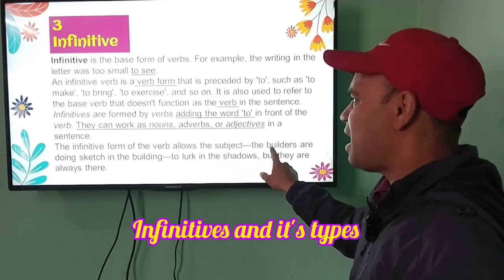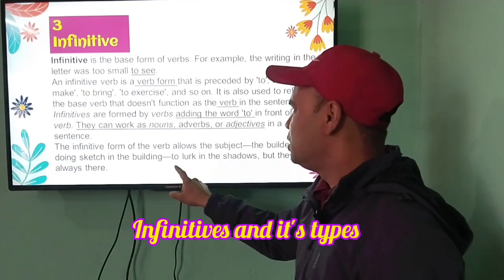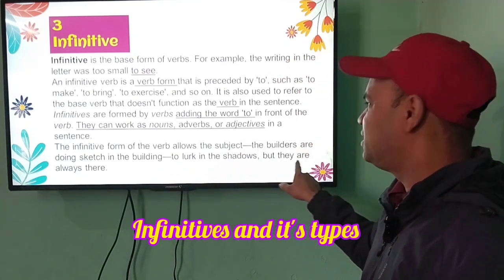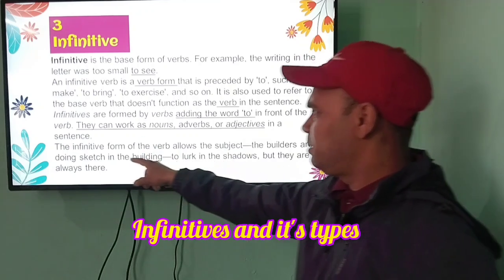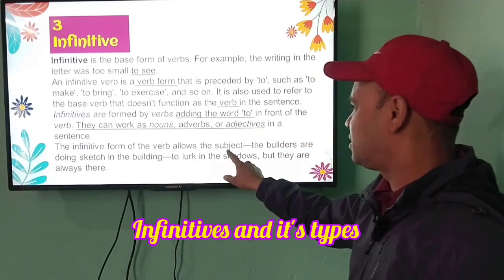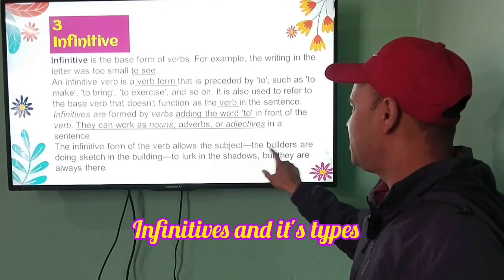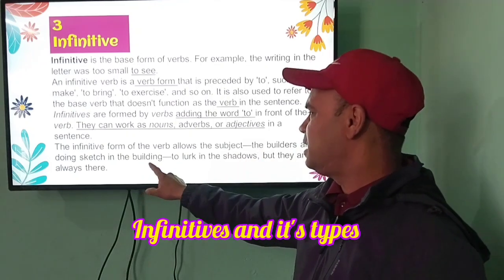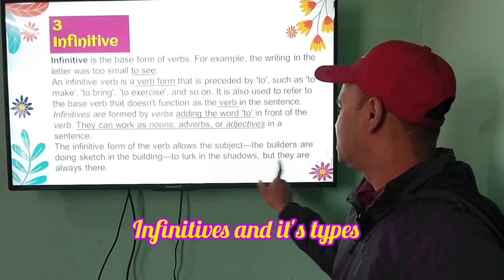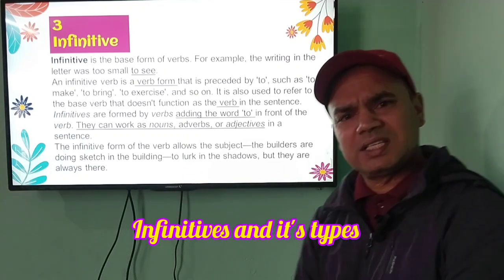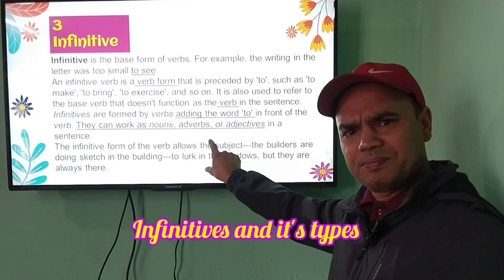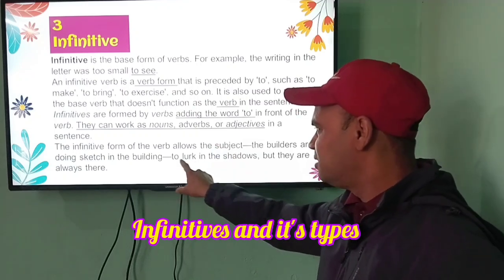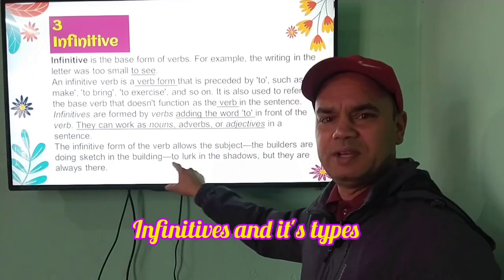The builders are doing sketch in the building to lurk in the shadows, but they are always there. So in this sentence, you can see the infinitive form of the verb allows the subject. The builders are doing sketch in the building to lurk in the shadows. So here, can you guess what is the infinitive in the given example? Of course, "to lurk" here. This is the example of a to-infinitive.